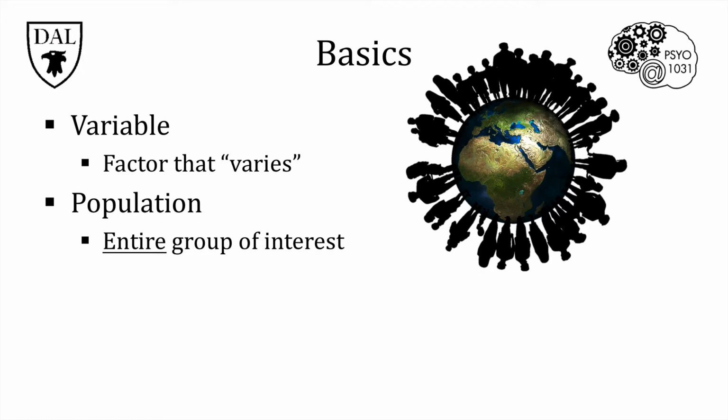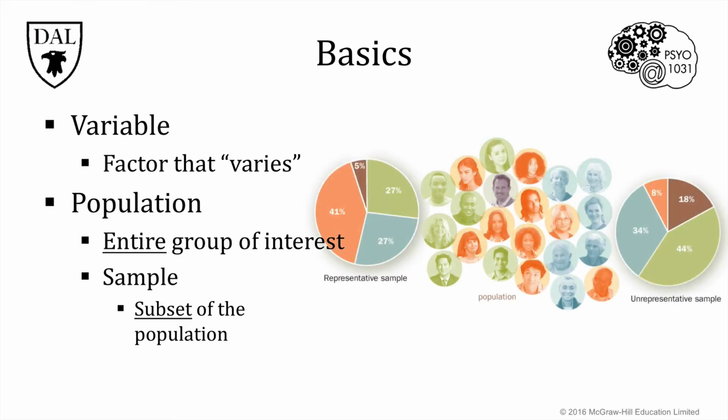As you can imagine, a population can be very large. For instance, there are a lot of children in the world, making it impossible to test them all. So to make things more manageable, we instead take a sample or a subset of the population of interest. The important thing, however, is to make sure that the sample is representative, meaning that the sample has the same overall makeup as the larger population.